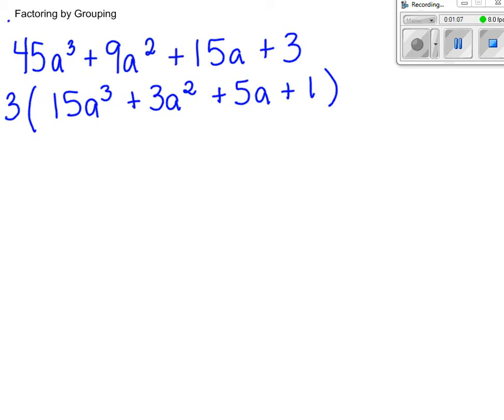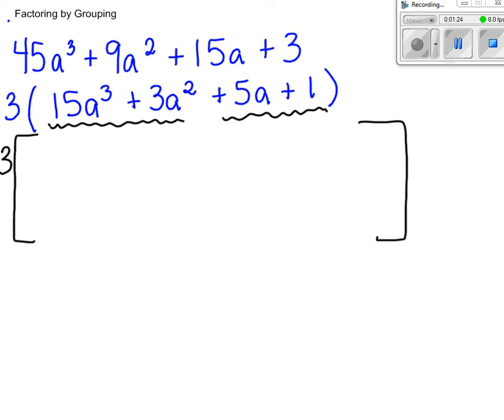So what I'm going to do is split up my terms. I'm going to group the first 2, and then group the last 2. I'm going to forget about this 3 for a second and just leave it on the outside and look at this inside stuff. If I group the first 2, what do they have in common? Well, they have a 3 in common, and they also have an a squared in common. If I take out a 3a squared, that's going to leave me with a 5a plus 1.